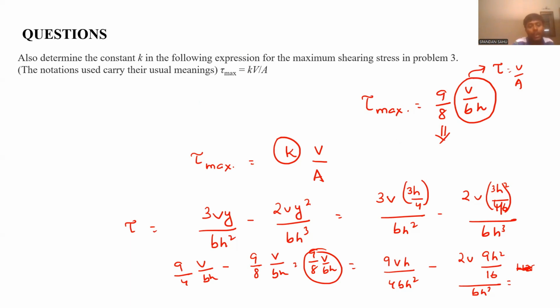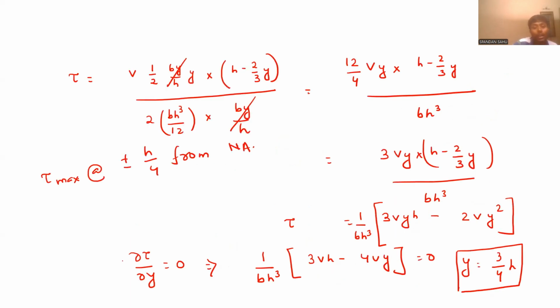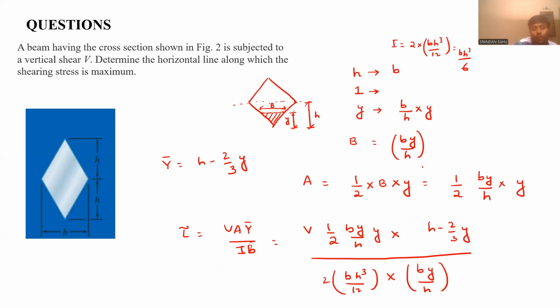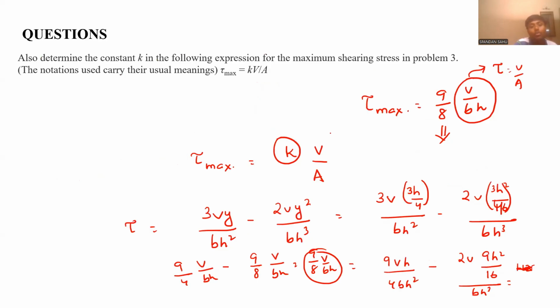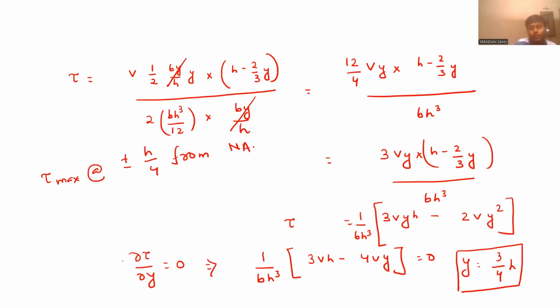So K value is 9 by 8. The only thing you have to identify here is what should be the value of y. Since y we have measured from this tip of either side to the zone where we have written this capital B, we have to take the y value we have got after differentiating with respect to small y. So y we have got 3h by 4.